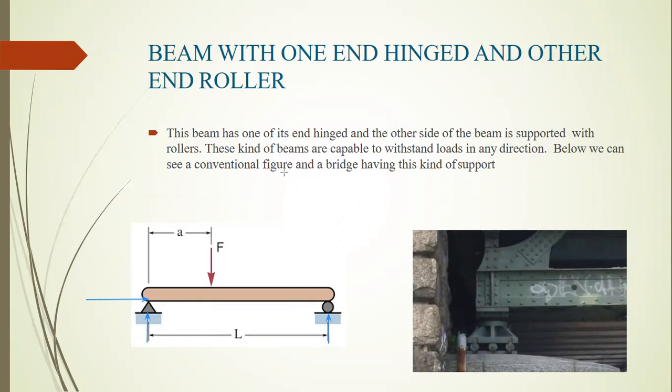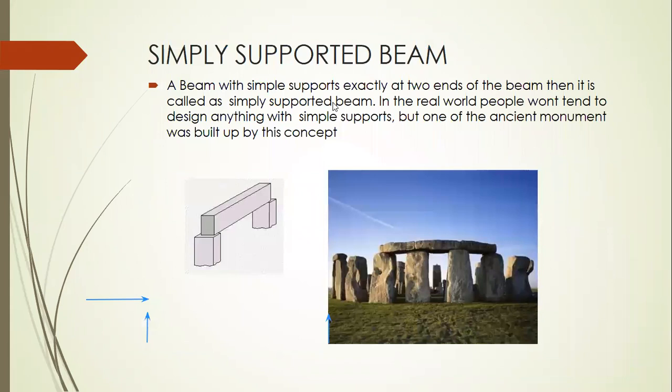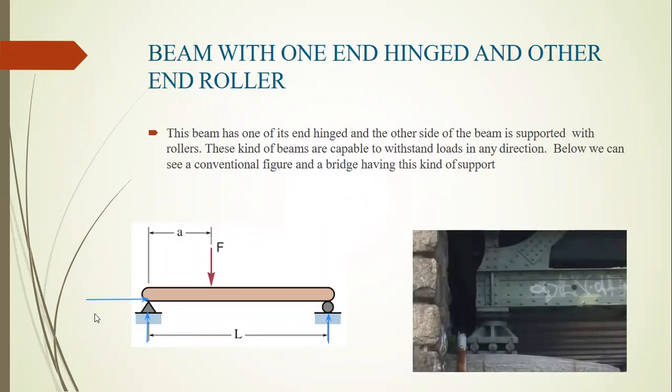Okay, so these kinds of beams are capable of withstanding load in the horizontal as well as vertical direction, but they do not resist the moment. That means if you apply a moment, there will be a rotation. Okay, so this is about the beam with one end hinged, one end roller. For simplicity, if there are no horizontal forces, these types of beams are also called simply supported beams.